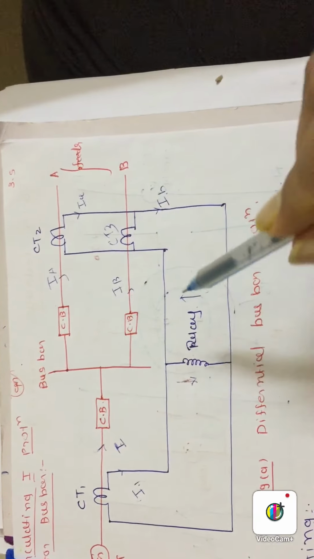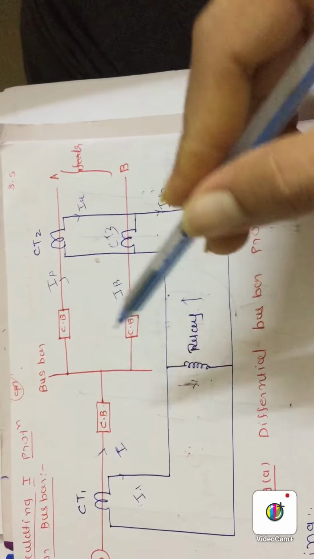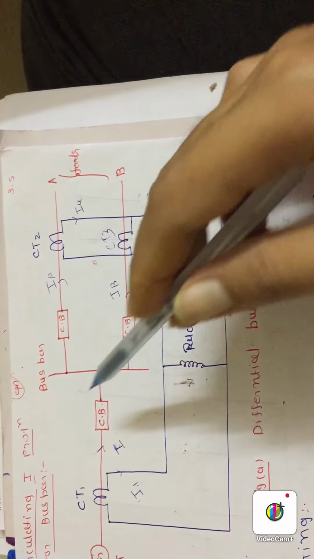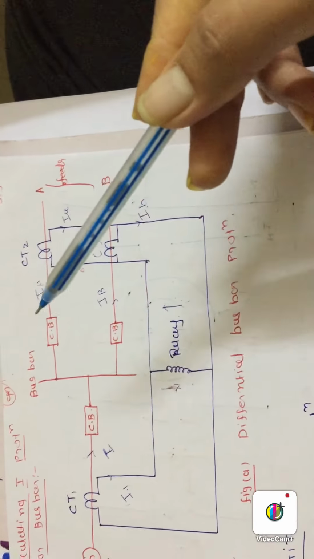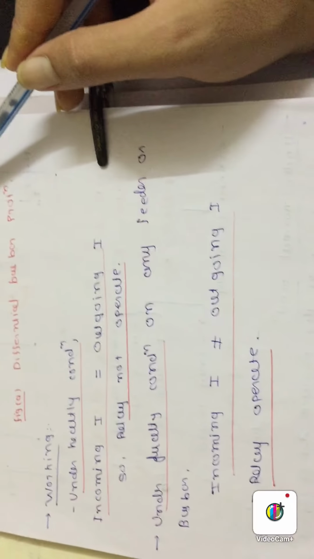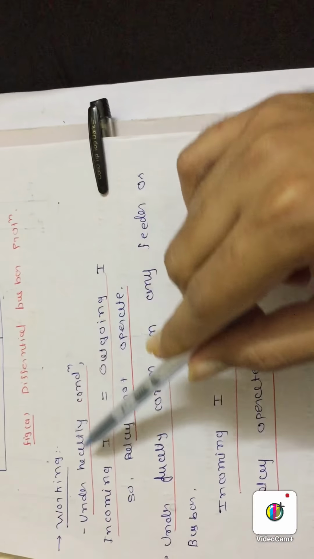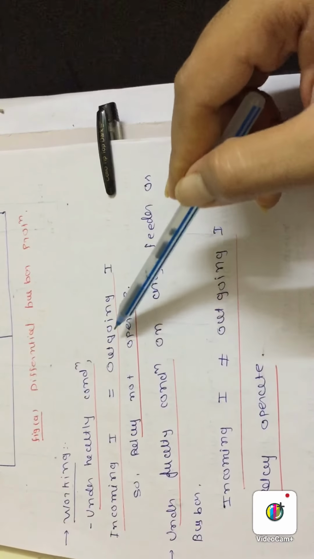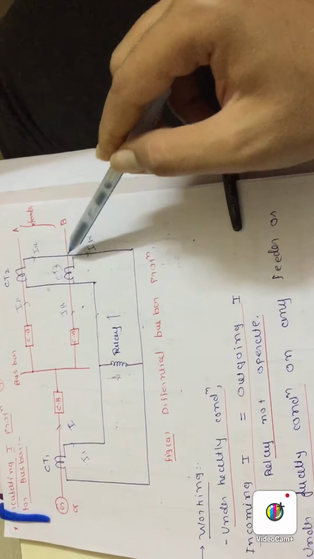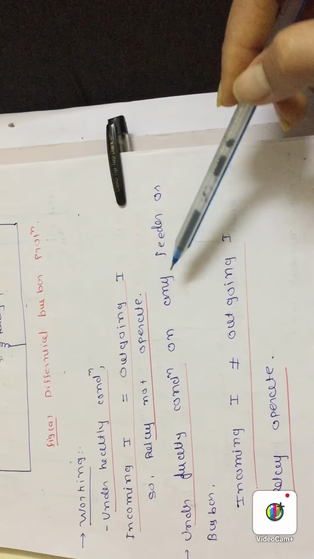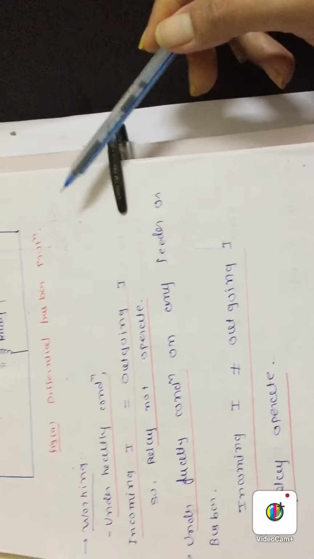So this is the same strategy used for equipment in the previous lecture. We are using the same strategy for protection of the bus bar. That's why it is known as circulating current protection of bus bar. Here the same notes are mentioned: under healthy condition, incoming current and outgoing current must be the same, so the relay will not operate. This is the incoming current, and this addition is the outgoing current. Under faulty condition, incoming current and outgoing current will not be the same and the relay will operate.